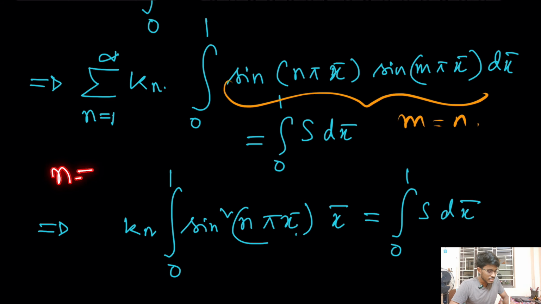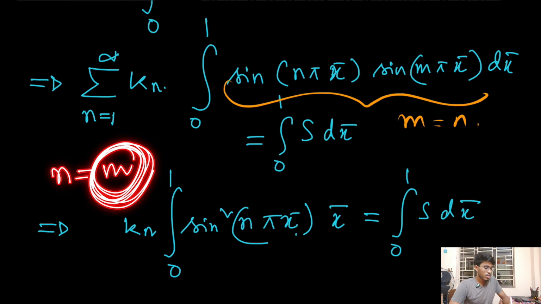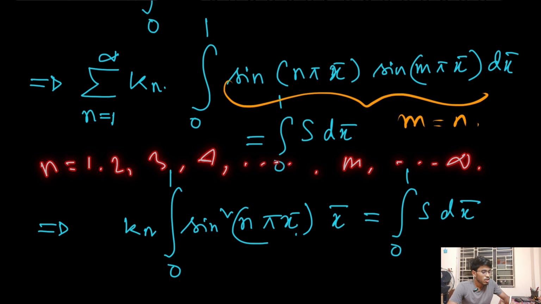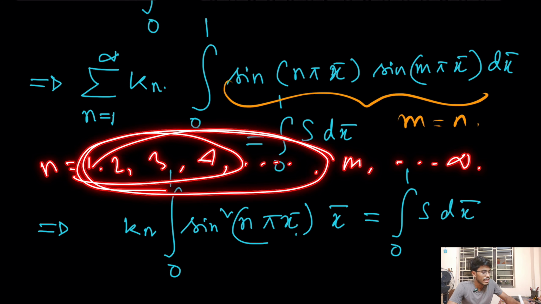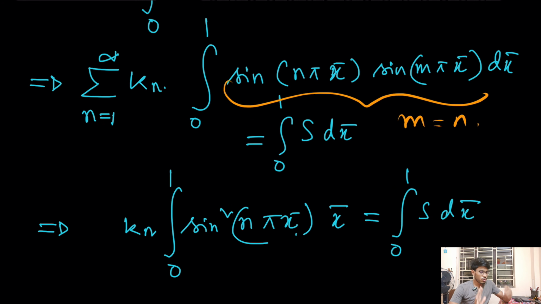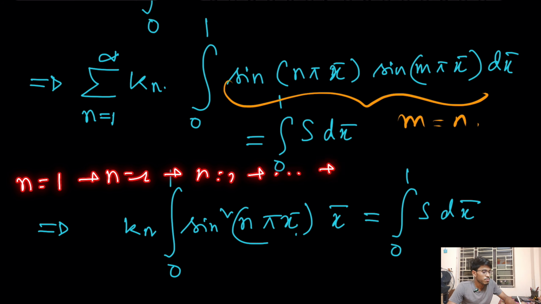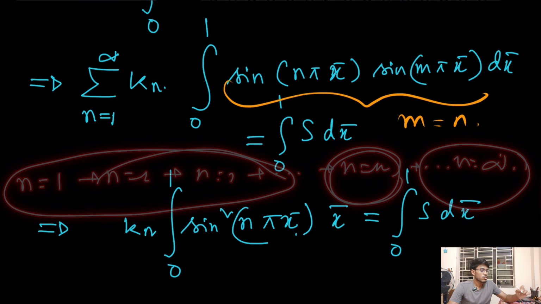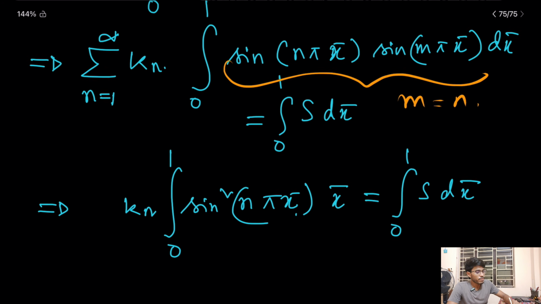So my n is equal to a particular value m. So n equal to 1, n equal to 3, n equal to 4, dot dot dot, n equal to m is a value, dot dot dot, infinity. For all other n, those terms will vanish. Only n equal to m will remain. So this summation will be for n equal to 1, plus n equal to 2, plus n equal to 3, dot dot dot, plus n equal to m, plus dot dot dot, n equal to infinity. All these terms other than n equal to m will vanish. So all this total summation will be kn.